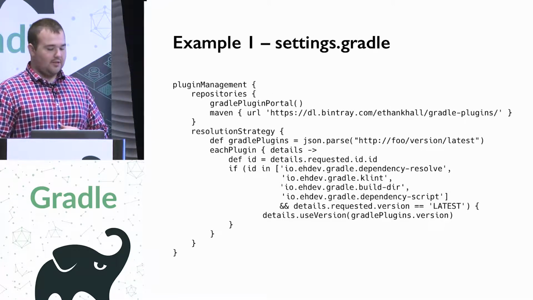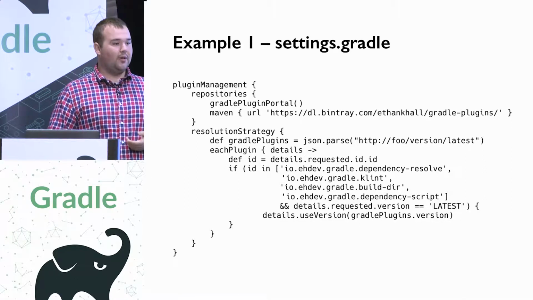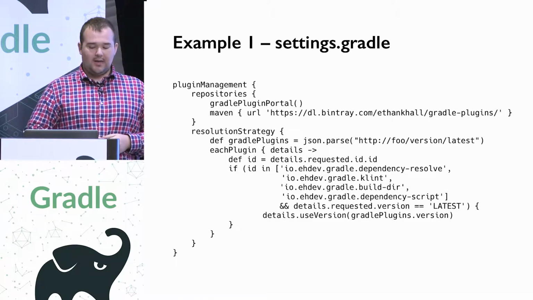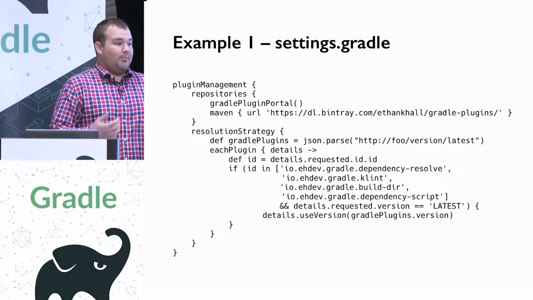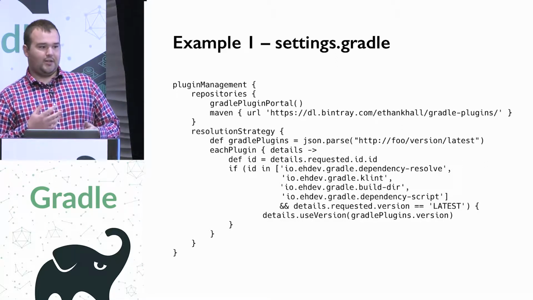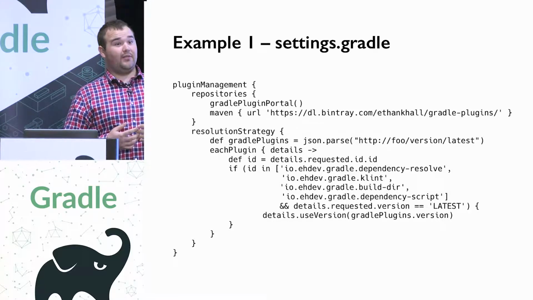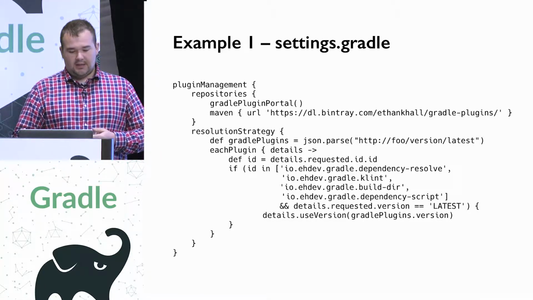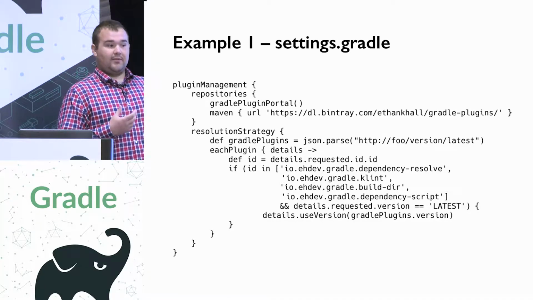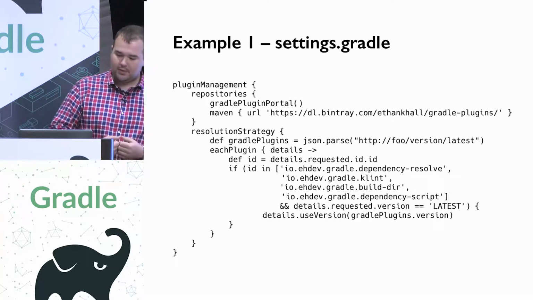But settings.gradle is a little bit complicated. So I'm applying the Gradle plugin portal so I can get all the open source ones. I'm defining a Maven URL so I can get my plugins I've published to Bintray. And then I'm doing this weird resolution strategy thing. This is the newer API that came up with Gradle 3.4, I believe. It lets you change where plugins come from, where you're getting them. This is how we're going to actually implement a plugin portal.